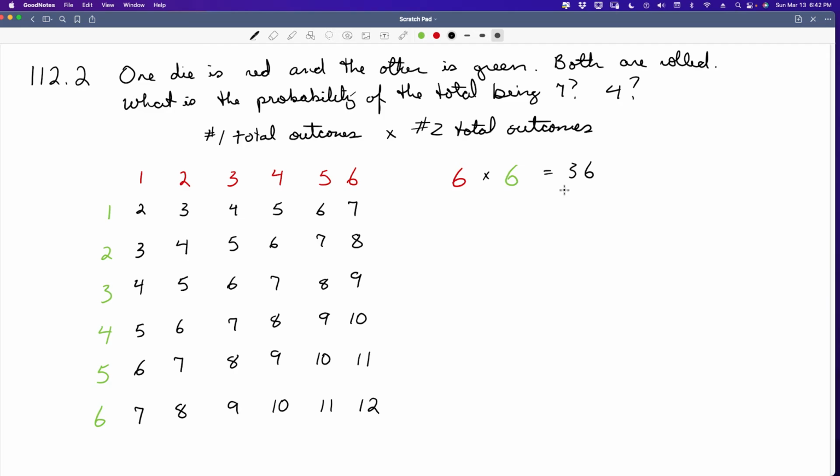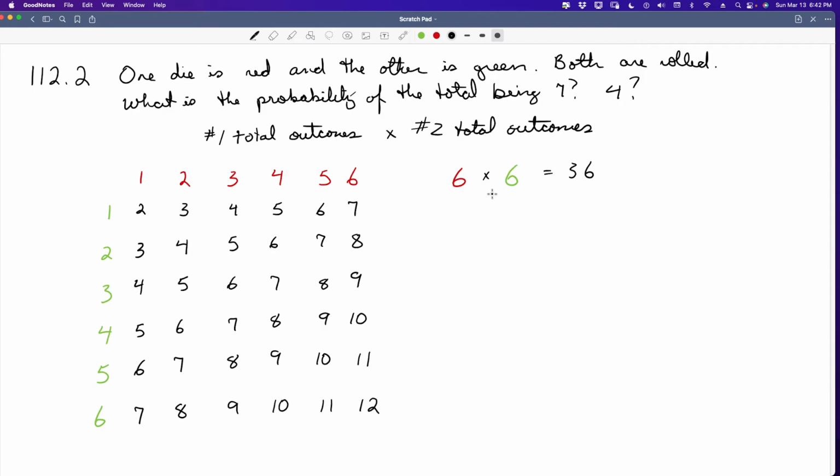And if you don't trust that, let's count them. 1, 2, 3, 4, 5, 6, 7, 8, 9, 10, 11, 12, 13, 14, 15, 16, 17, 18, 19, 20, 21, 22, 23, 24, 25, 26, 27, 28, 29, 30, 31, 32, 33, 34, 35, 36.